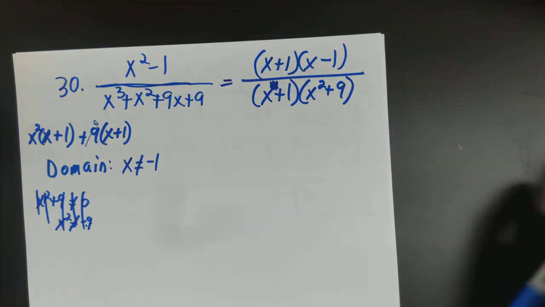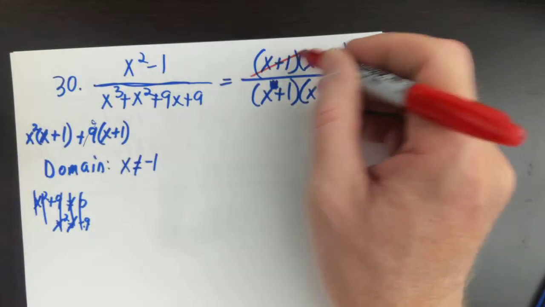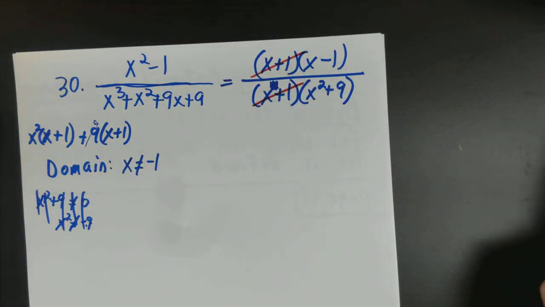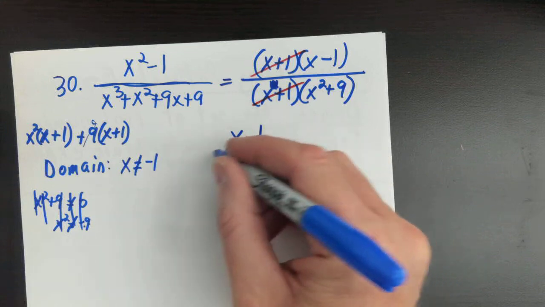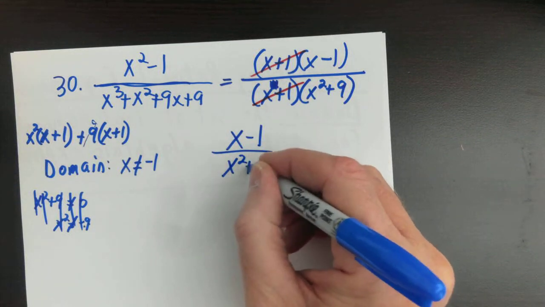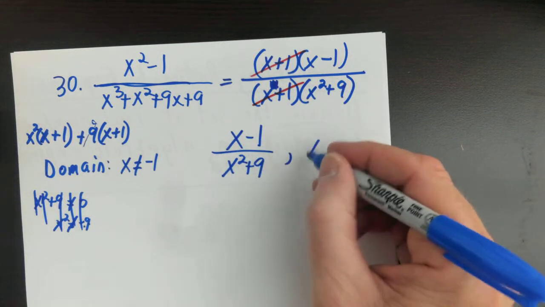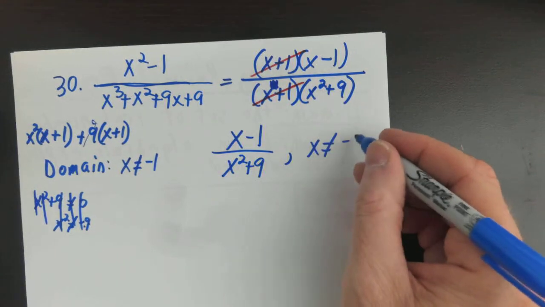All right, well now it's time to do the cancel step here. And we have the common factors of x plus 1. So my final answer, I'm going to write x minus 1 over x squared plus 9. And x cannot equal negative 1.